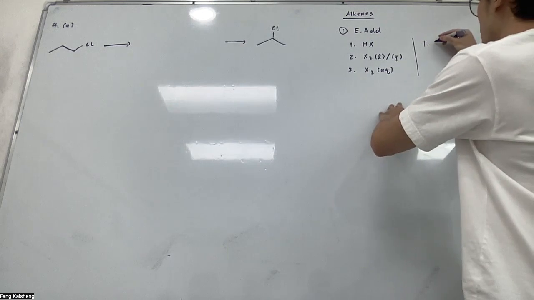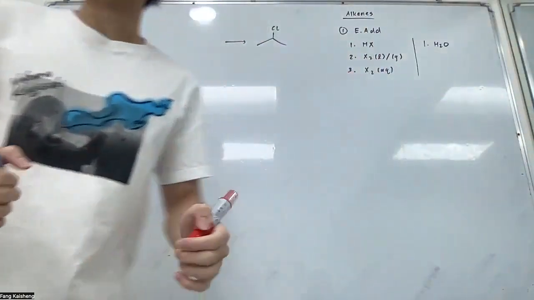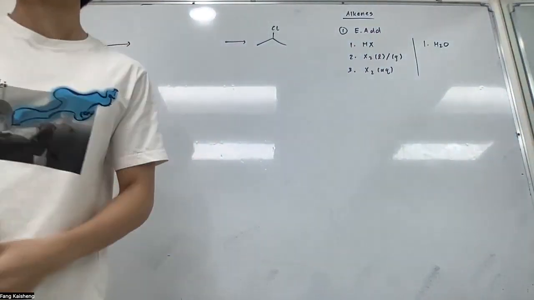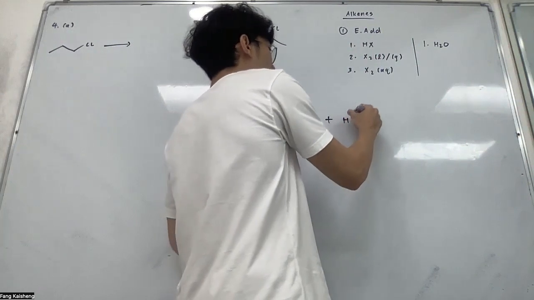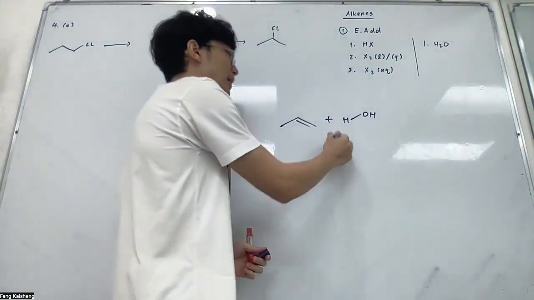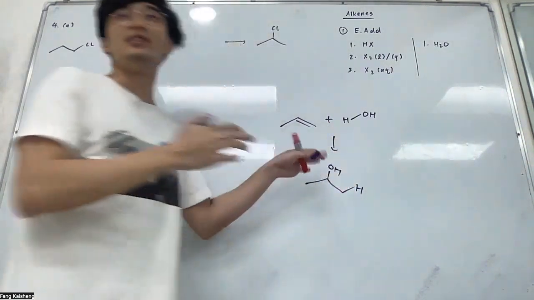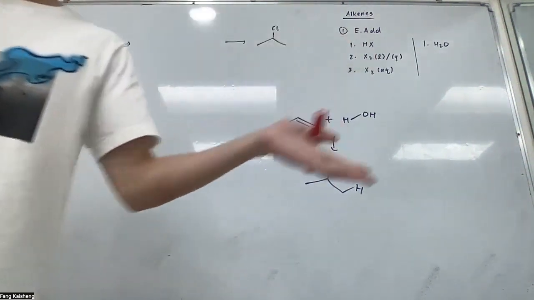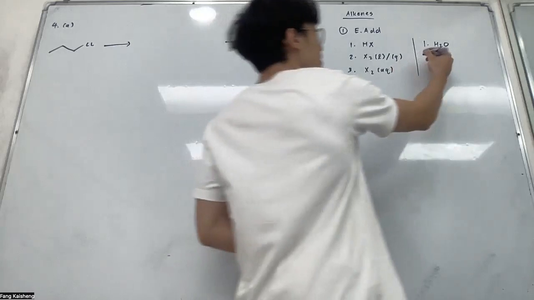The first one is with water. Now, this one I don't need you to draw the mechanism. You just need to know how the reaction looks like. Just a quick recap. If you take an alkene and react it with water, water is pretty much just like H and OH. So you can see the pattern as to how the product is formed. The H is added here, the OH is added here. So you can see how water is being added. You don't need to know the mechanism for this, just know how it's added. There's another one, remember.